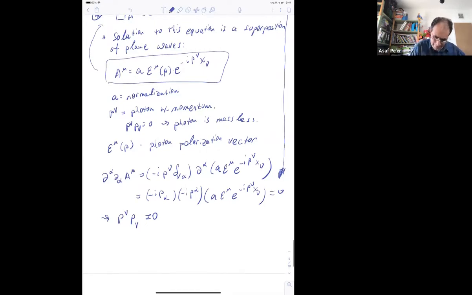Okay, that's quite good. Now let's try this solution. We ended up that the photon is indeed massless. The photon is massless.